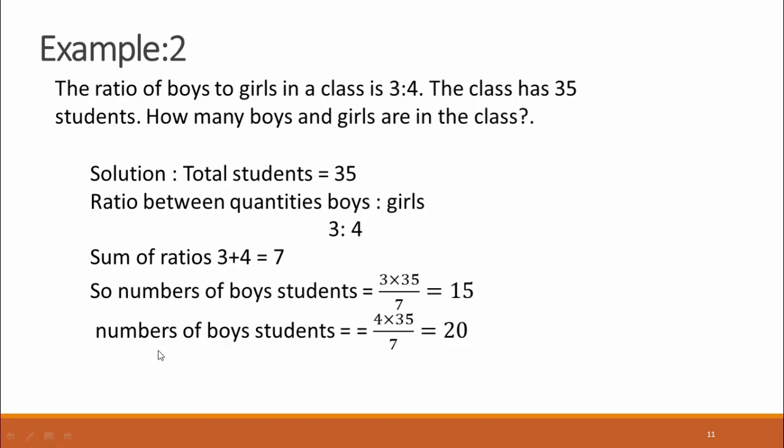Now the number of girl students, 4. The sum of the ratio is 7, and the ratio number for the girl students is 4. So we can write 4 multiplied by 35 divided by 7. 7 ones are 7, 7 fives are 35, and 5 fours are 20. So there are 15 boys in the class and 20 girls in the class, and we can verify our result by adding these two numbers. 15 plus 20 is equal to 35, and 35 is the total number of students in the class. So the result is correct.